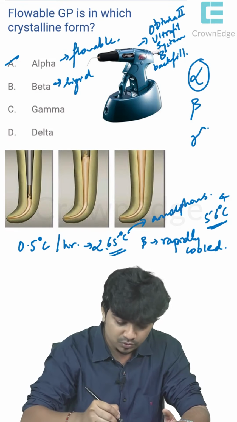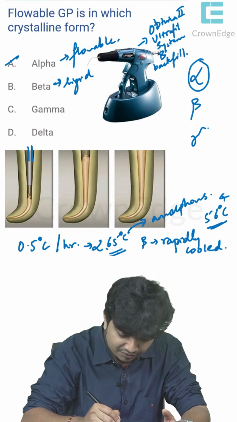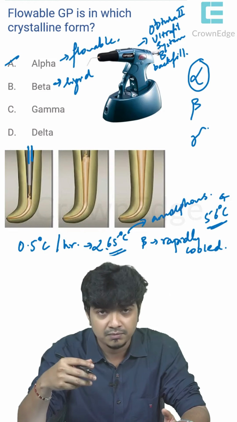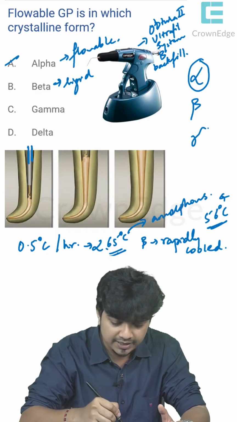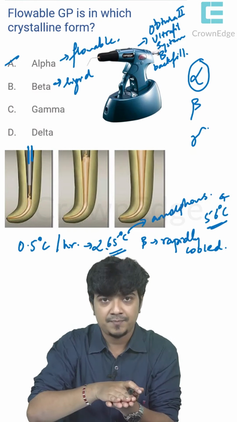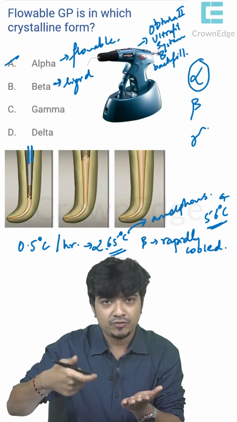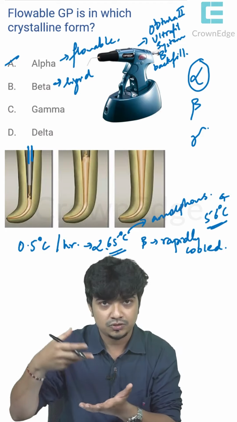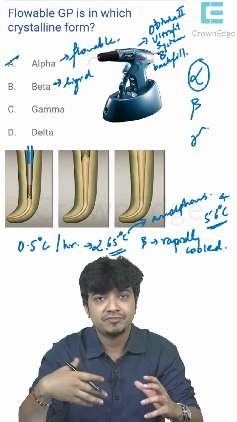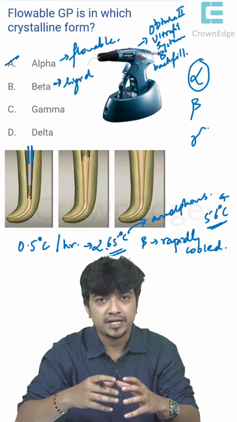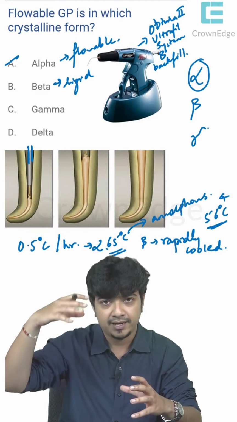In that, what we do is there's a small instrument, an extruder. It's called an extruder tip. So the extruder tip is placed in the canal, and there is a piston kind of grip on it, like a gun. You just hold it and hit the lever, and flowable gutta percha which is heated will come out of the extruder tip and you can backfill the entire canal.